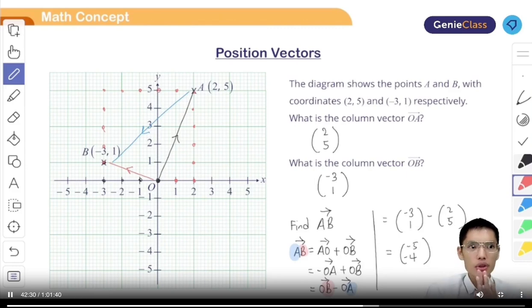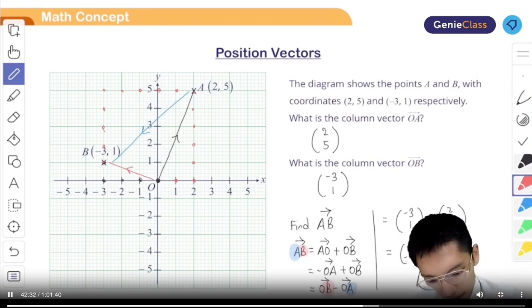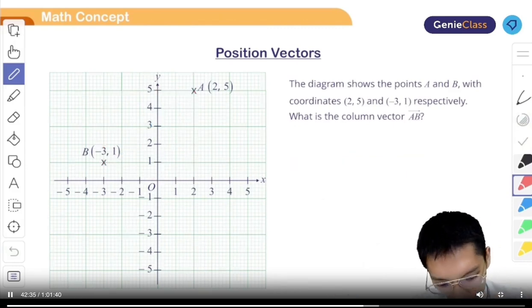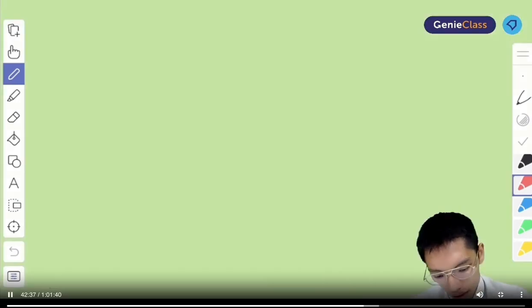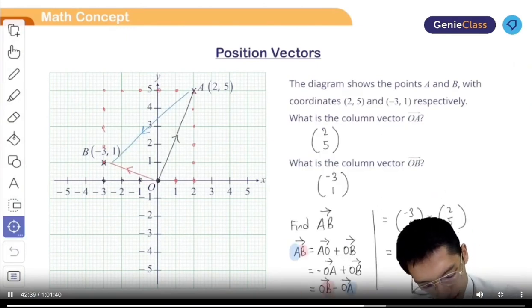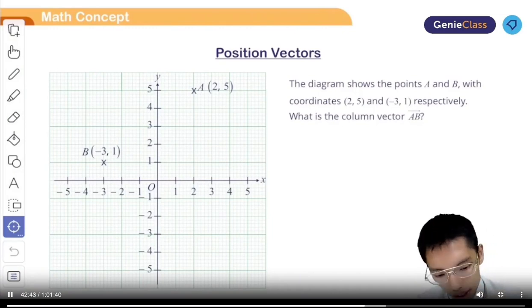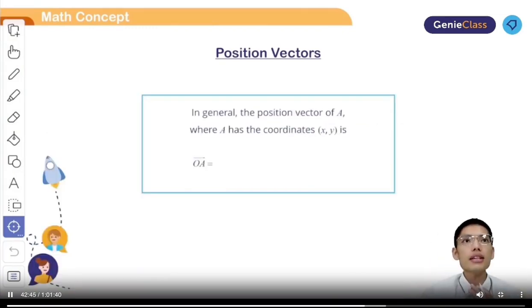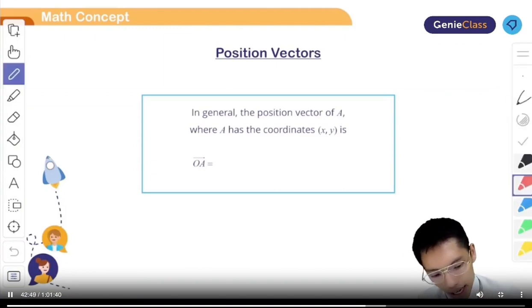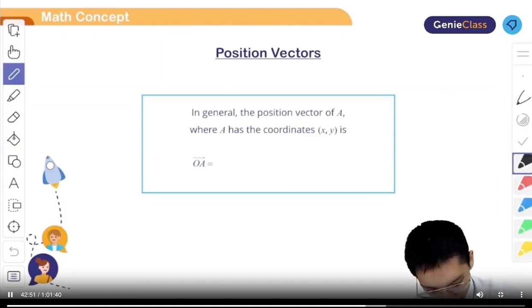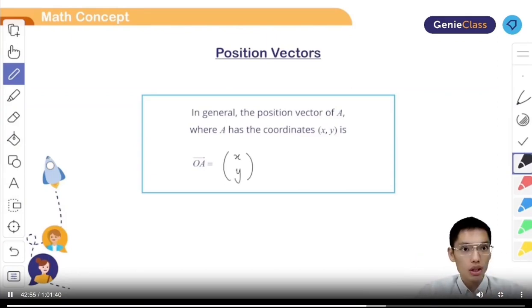So what do you see as the trend here? The trend is this. What's the column vector AB, which is what I've gone through just now? Over here, sorry for that. This one should be over here. Sorry for that, I missed that out. But essentially what I've gone through just now is this. In general, if I have my position vector A with these coordinates, it's going to be X, Y. Just draw it column wise.